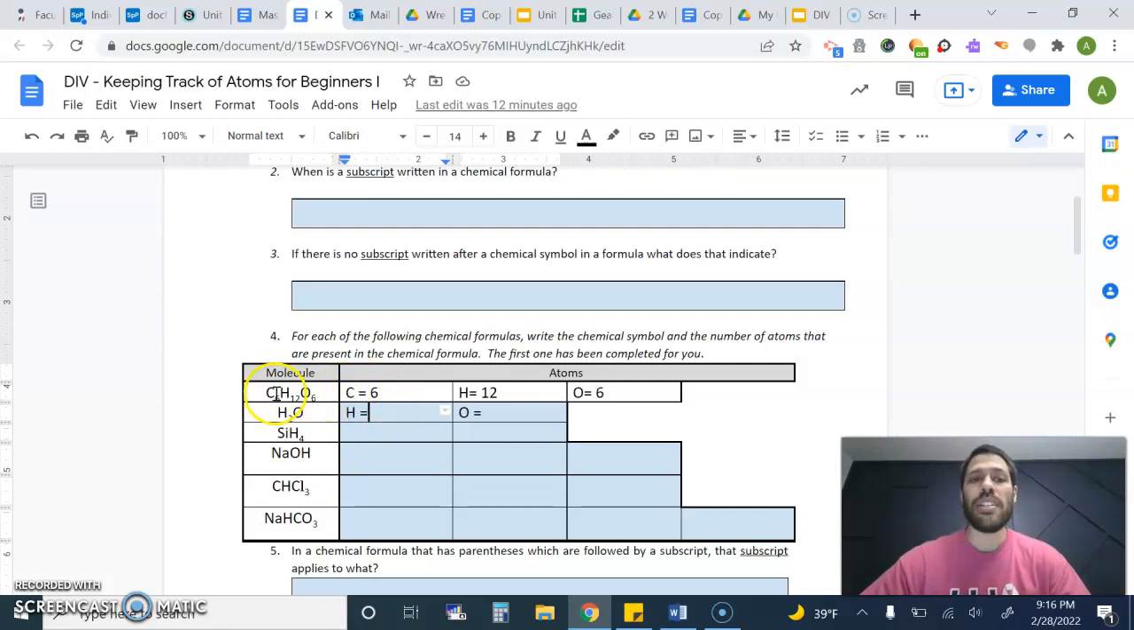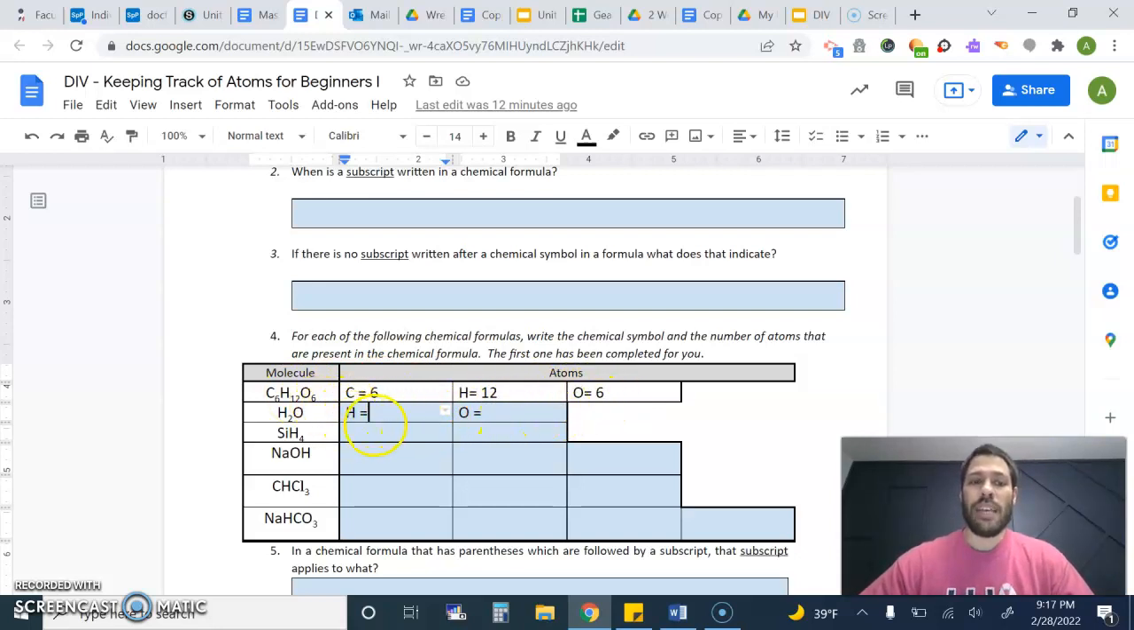If you notice it says C6, that 6 is my subscript that tells me how many C's I have. It only applies to the element right before it. So in this case, that 6 belongs to my C and my C only. Hence why I have H12. The 12 applies to the H and the H only right before it. So I have 12 H's and then 6 O's.